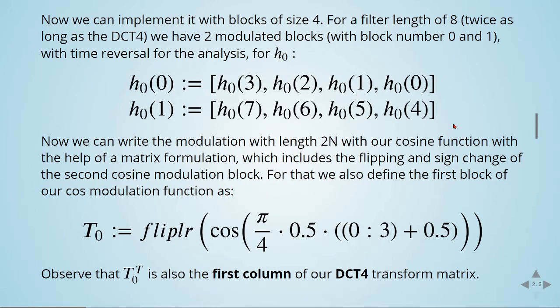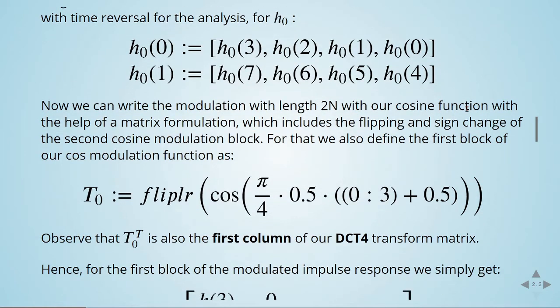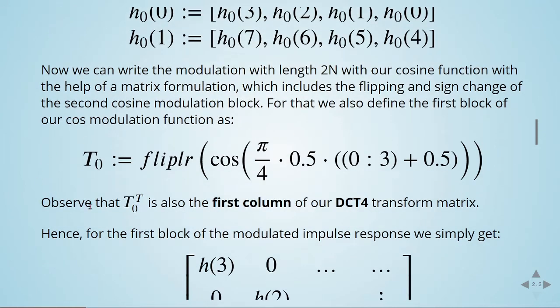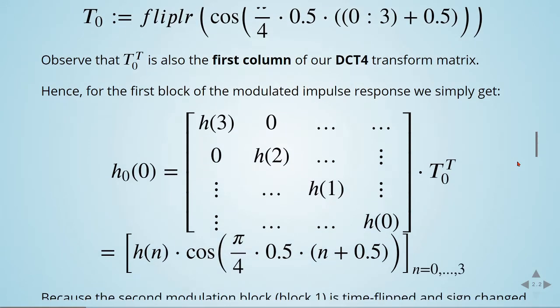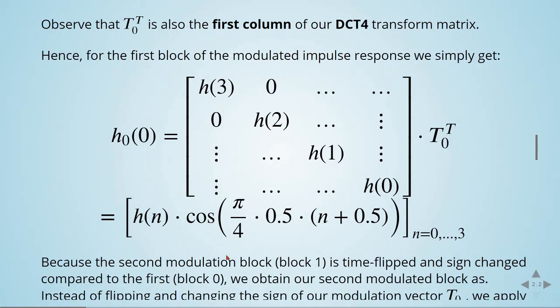Now we can write the modulation with the length 2 times N with our cosine function with the help of a matrix formulation, which includes the flipping and the sign change of the second cosine modulation block. For that, we also define the first block of our cosine modulation function given here. Observe that T0 transposed is also the first column of our DCT4 matrix. Hence, for the first block of the modulated impulse response, we simply get this here. You see it's diagonal here.